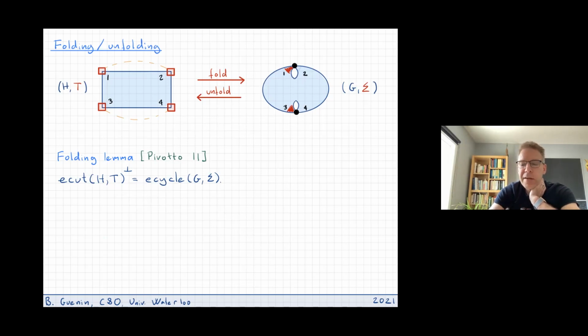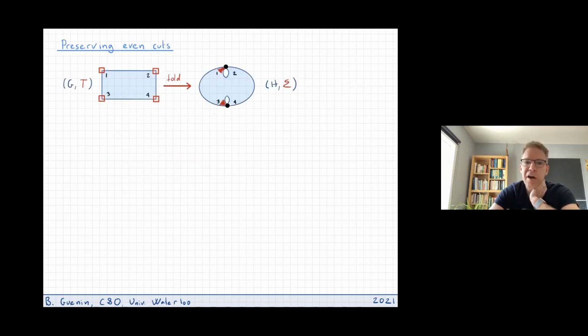All right, so now I claim that I can use this folding operation to make a very nice operation that preserves both even cycles and even cuts. Let me go into some detail on how you do it for even cuts, and then I'll just glance over how you do it for even cycles. So I start with this graph, which has 4 terminals. It will only work when you have 4 terminals. Then I do my folding operation, and I get this graph here, which has a blocking pair.